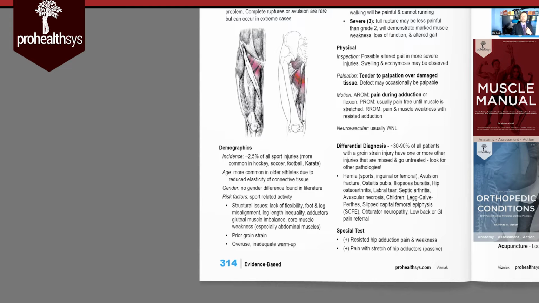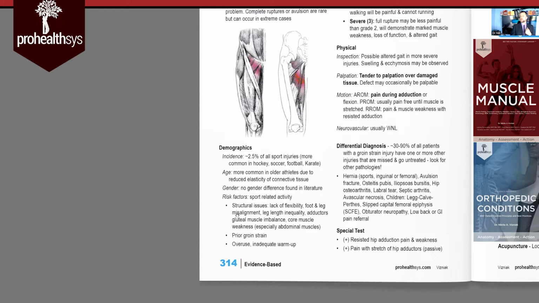So incidence, approximately 2.5% of all sports injuries, way more common in hockey, soccer, karate. I see it in jiu-jitsu all the time as well. You're doing a lot of gripping with the legs and trying to stabilize yourself. More common in older athletes. Oof, that's me right there, due to reduced elasticity of the connective tissue and, dare I suggest, a little bit of muscle weakness that happens with time as we get more fibrous as we age. Seems to be no gender difference in the literature.